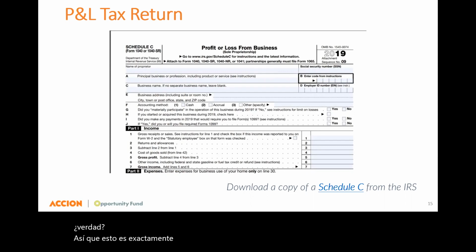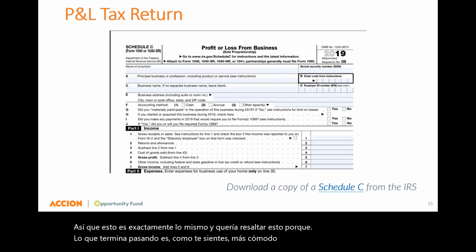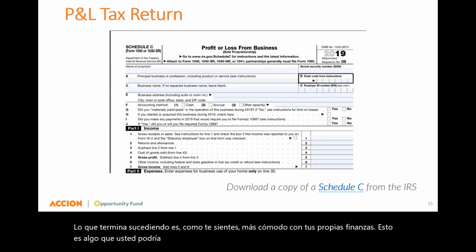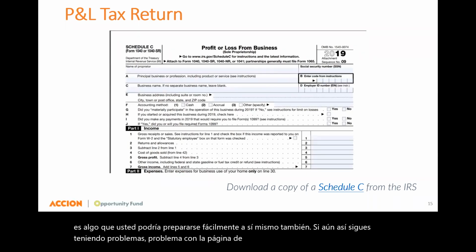And I wanted to highlight this because what ends up happening is as you feel more comfortable with your own finances, this is something that you could easily prepare yourself as well. I would still get a bookkeeper and accountant to just proof everything, just to make sure that you did everything correctly. But what's really nice about knowing this information is that you can save a lot of time and money by having this prepared so that they take less time to do everything from scratch, which is really nice. So yeah.